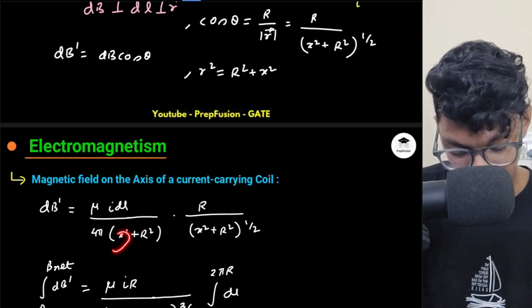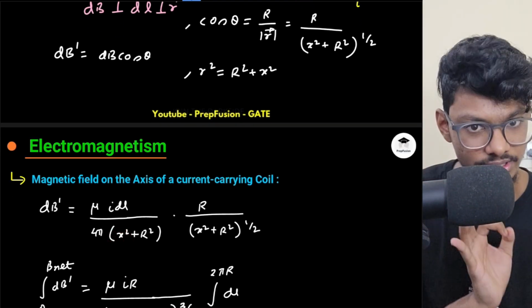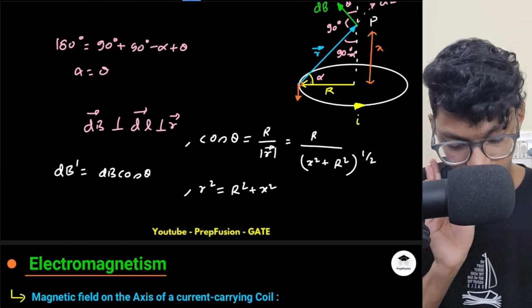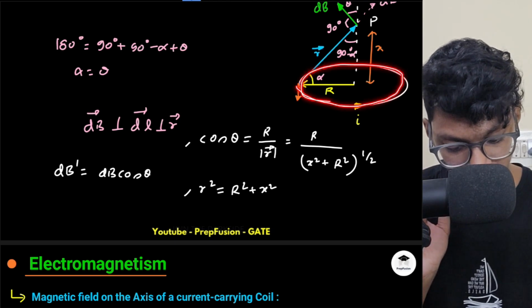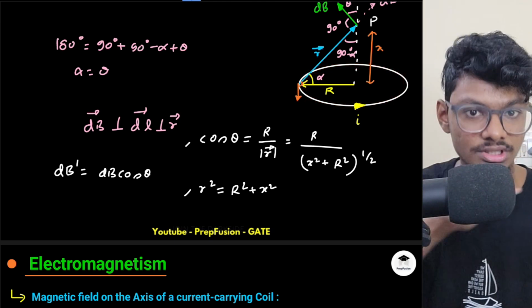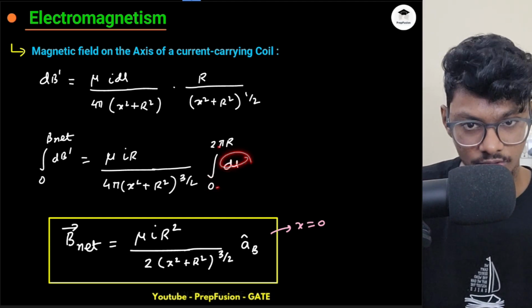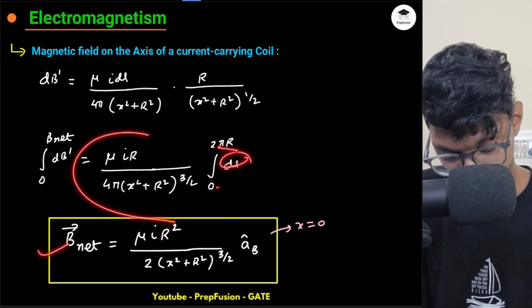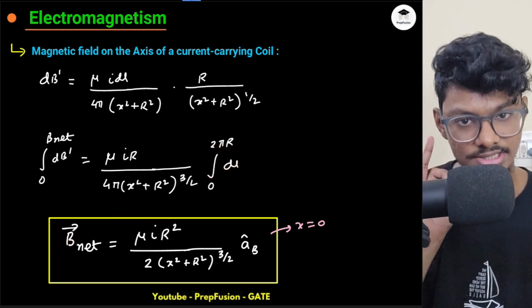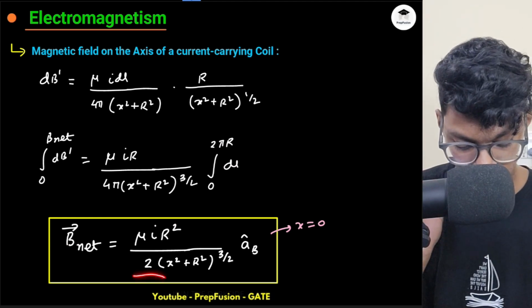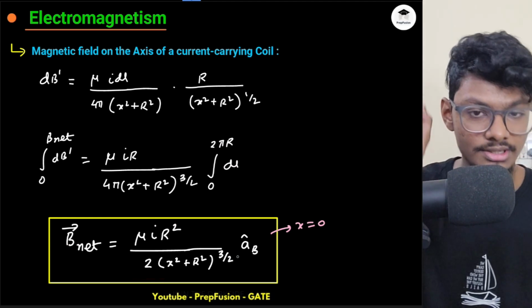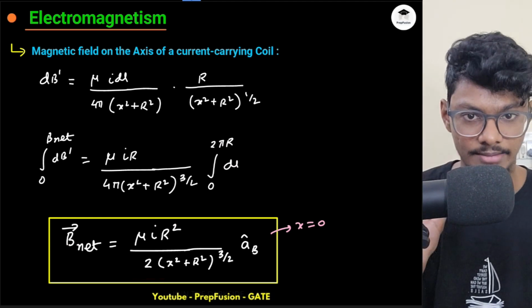So you will say, sir, x is varying? No, x is not varying, x is constant. What is varying? I am going along the dl vector and adding all the magnetic fields. So I am going along the circumference. So the dl will go from 0 to 2 pi r, and through this I will get my formula as B net equals mu naught I r square divided by 2 into x square plus r square whole raised to power 3 by 2, along b cap.